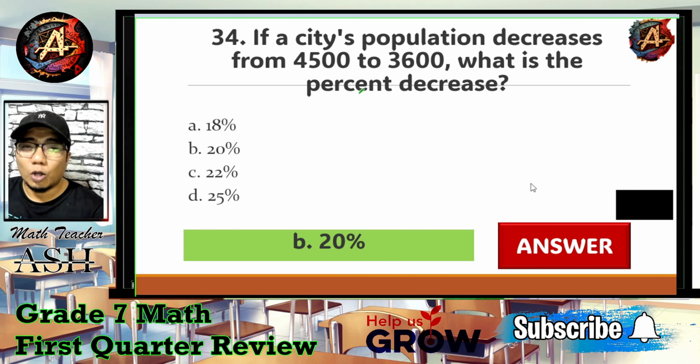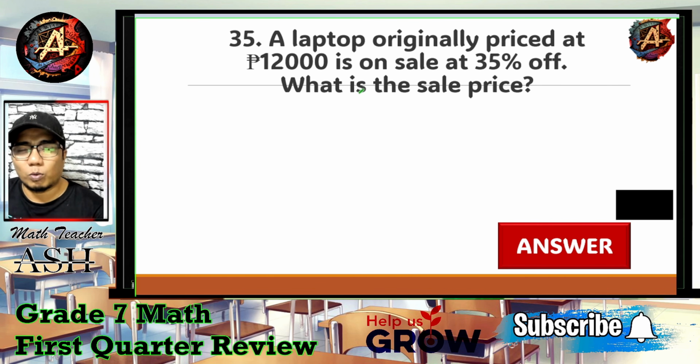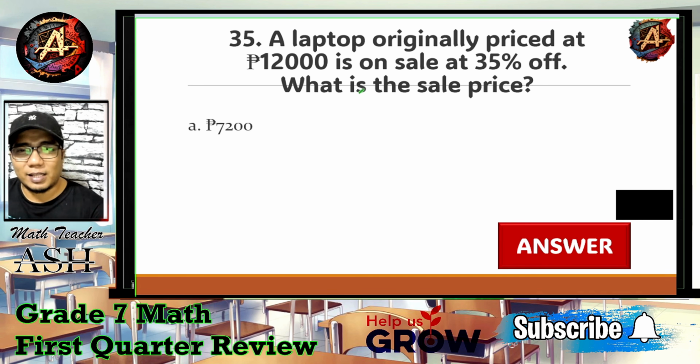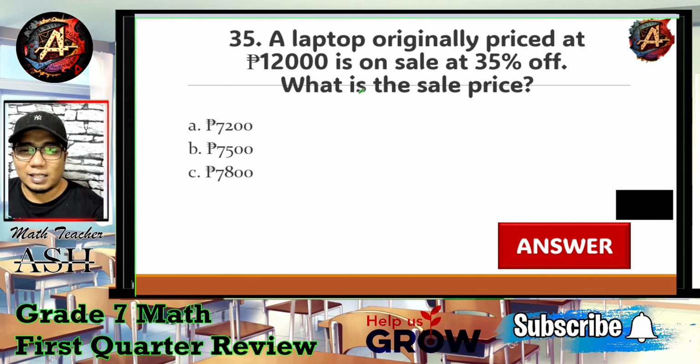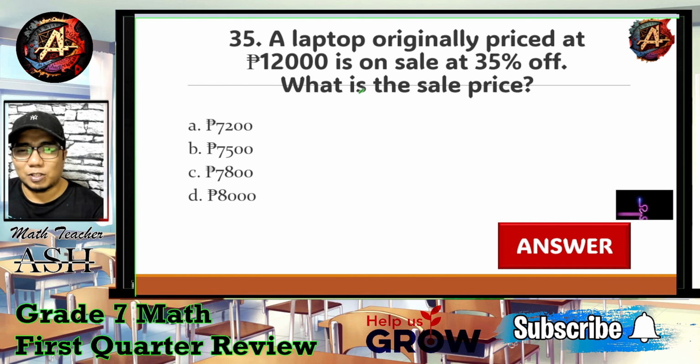Now let us go to question number 35. A laptop originally priced at 12,000 pesos is on sale at 35% off. What is the sale price? Is it A, 7,200, B, 7,500, C, 7,800, or D, 8,000? I'll give you 5 seconds to think about your answer.